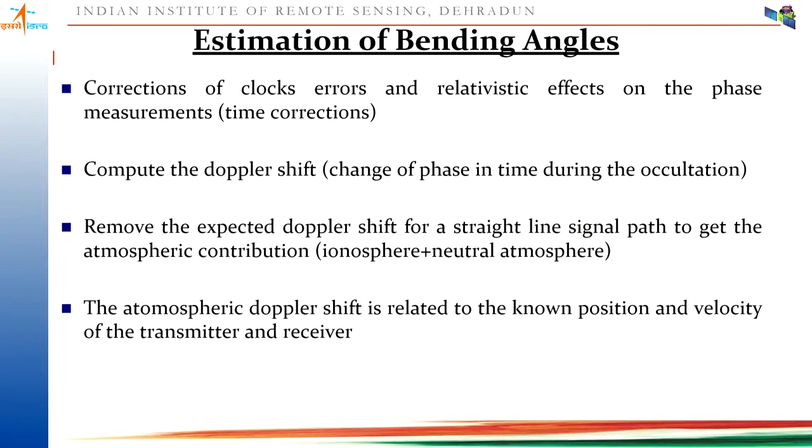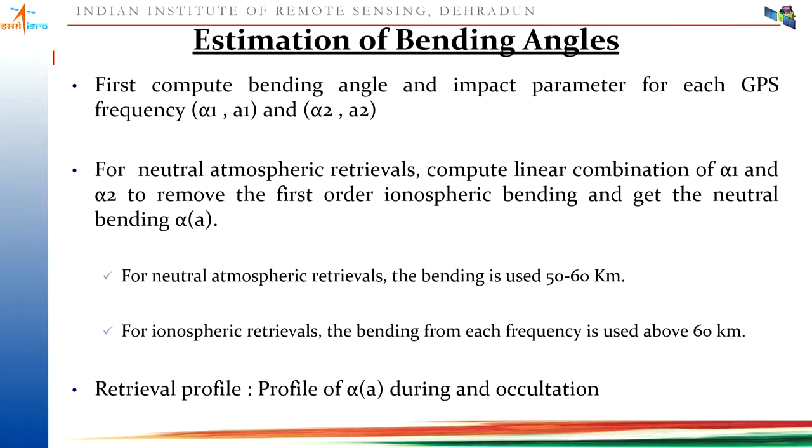Correct clock errors and relativistic effects on the phase measurements, apply time corrections, and compute the Doppler shift and change of phase in time during the occultation. Remove the expected Doppler shift for a straight line signal path to get the atmospheric contribution, ionospheric plus neutral atmosphere. The atmospheric Doppler shift is related to the known position and velocity of the transmitter and receiver.